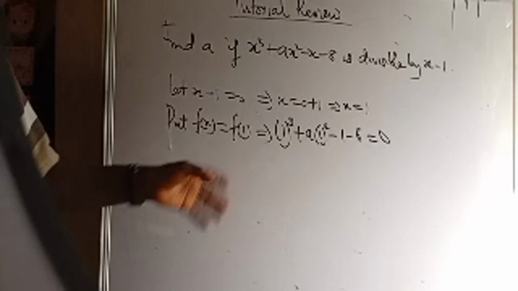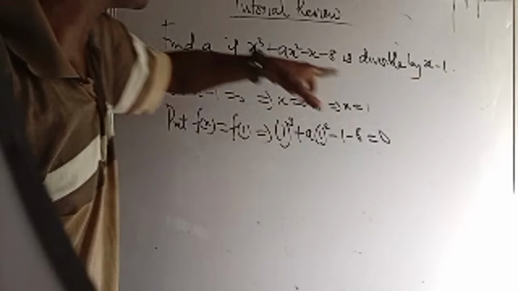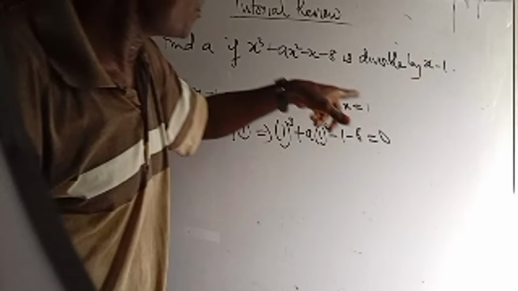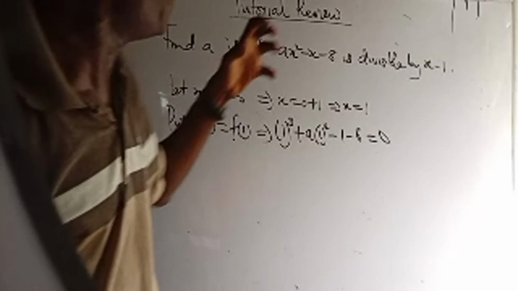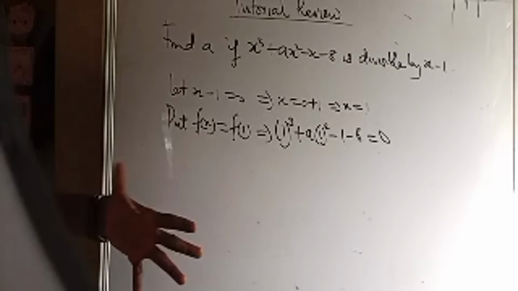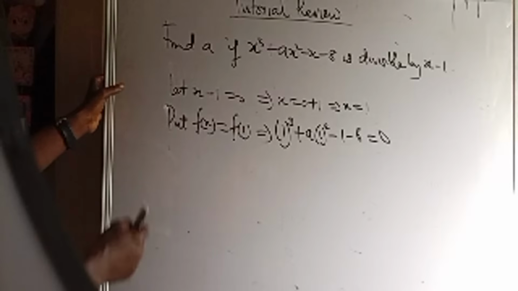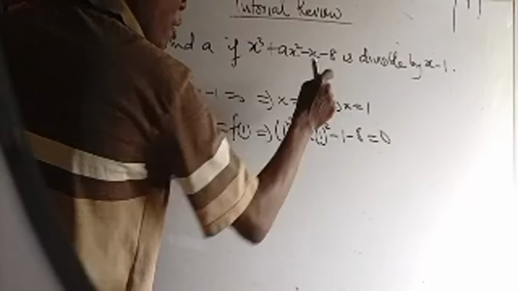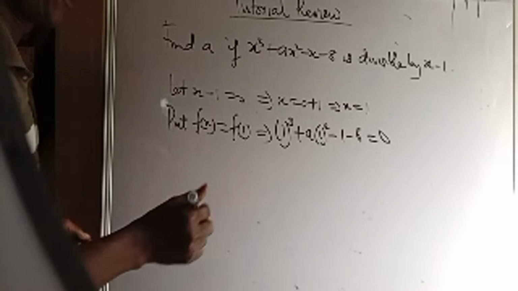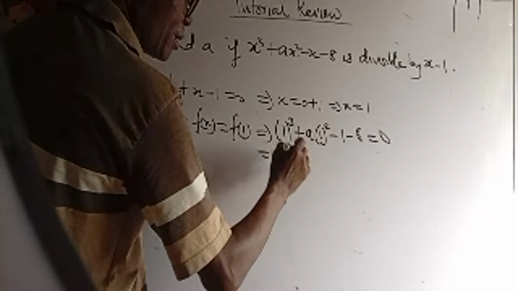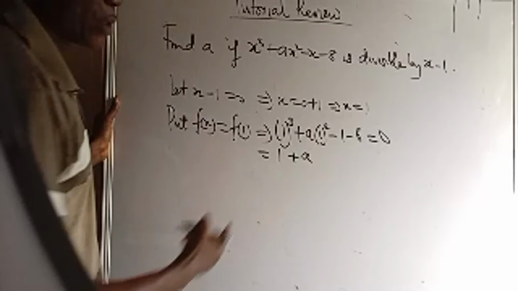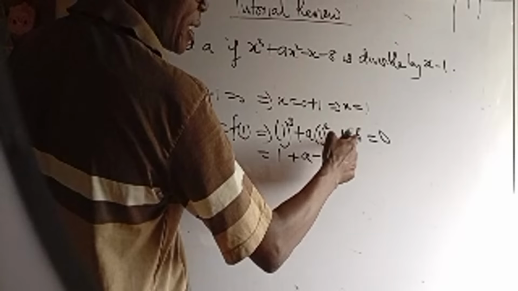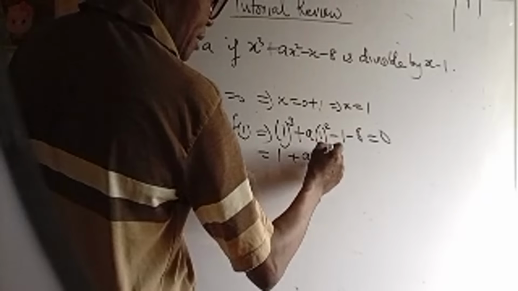So in this case, this x minus 1 will be a factor because the whole polynomial is divisible. When you hear the word divisible, that means you are not expecting any remainder. So we are going to equate this to 0 by the time we put x equals to 1 there. Okay, let's check that. So 1 cube is 1 plus a, because a times 1 squared is a. 1 times a is a. The minus 1 minus 8, that's minus 9, is equal to 0.